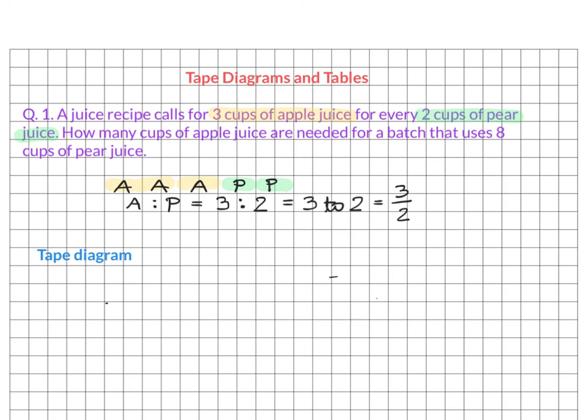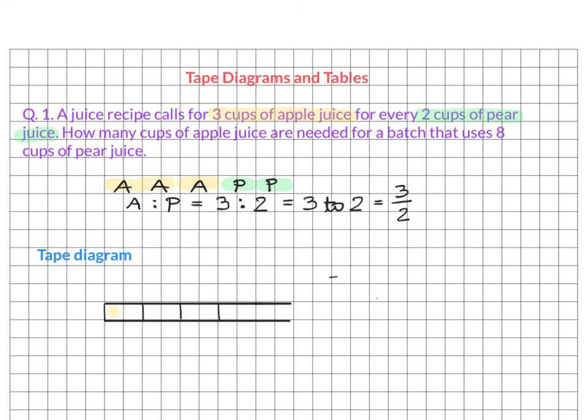And I'm going to go and draw a line that is 10 squares long. I'm going to make it a little bit thicker. I'm going to make it 10 squares long. And I'm going to make it 1 square wide. My tape is 10 squares long and 1 square wide. So each 2 squares are going to represent 1 cup of apple juice. So these are 3 cups of apple juice, and I'm going to be using my color coding.